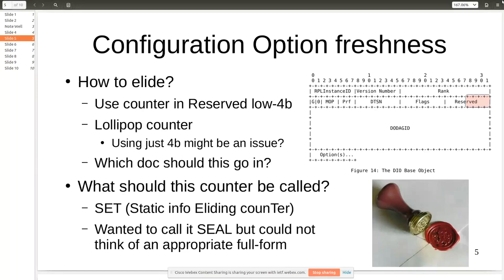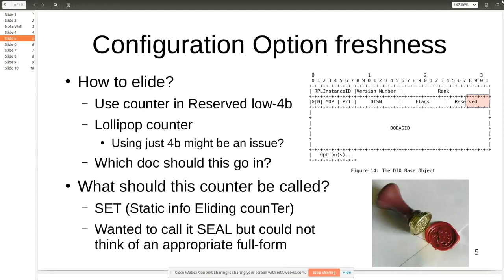Yeah. So the next point would be that this information about this new sequence number, which document should it go in? I don't think it should be part of the capabilities document. Does it have any utility outside of the capabilities?